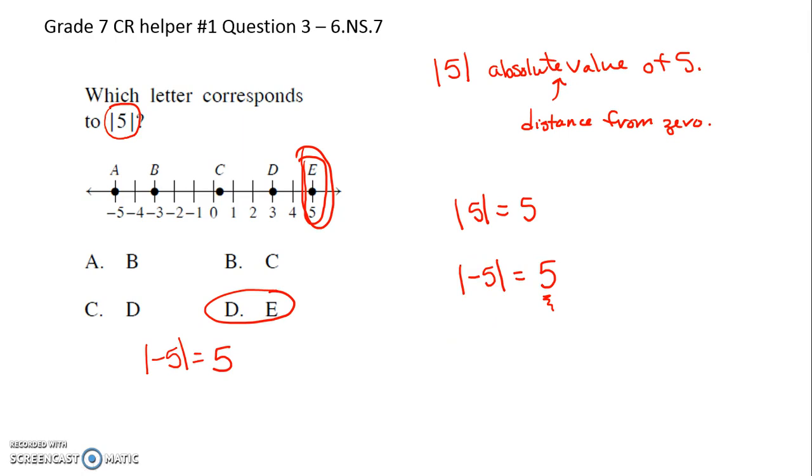I hope that helps. Absolute value, you take that number inside, drop those absolute value signs, and then you're talking the positive because it's a distance from 0. All right, I hope that helps.